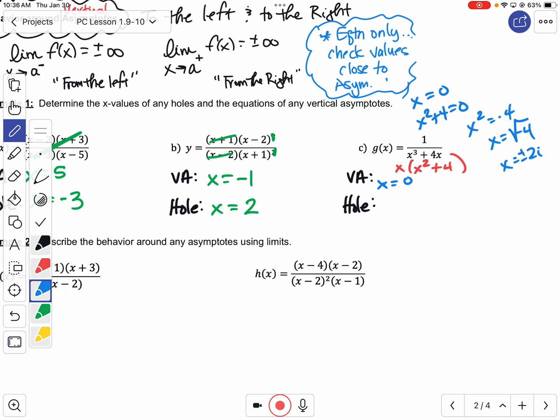Can we see complex or imaginary numbers on the coordinate plane? No, so we're not going to see that asymptote there. All right, we're not going to see it. So that's not going to be 1. So anytime that happens, you can disregard it. All right, you don't need it.